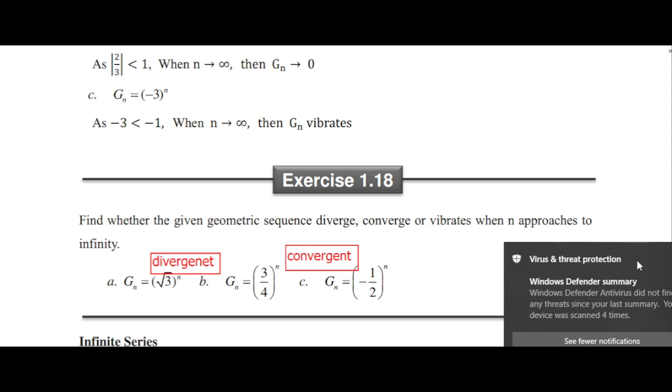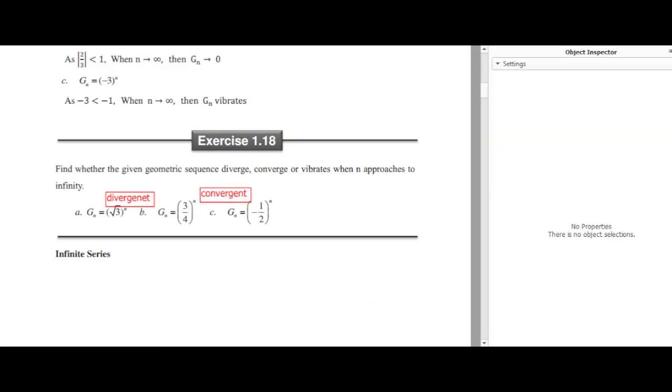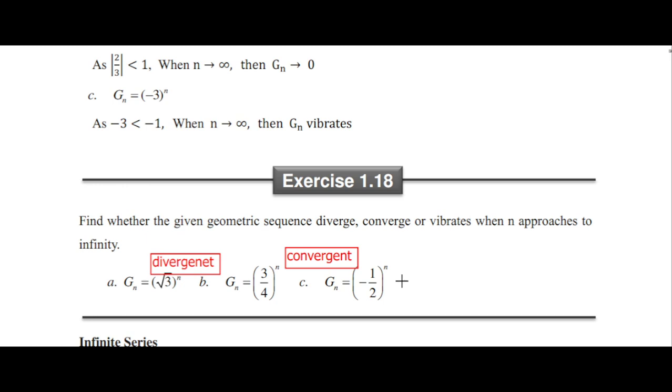Let's see this one. G_n, which is equal to (-1/2) to the power of n. This approaches 0 as n approaches infinity. This means (-1) to the power of n over 2 to the power of n. This can be rewritten like this: let's write it, which is equal to (-1)^n over 2^n.